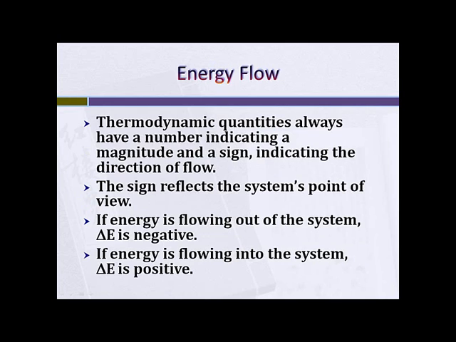Thermodynamic quantities always have a number indicating a magnitude and a sign. The sign indicates the direction of flow. We are always with the system. That is why if energy is flowing out of the system, delta is negative. Into the system, change in energy is positive.